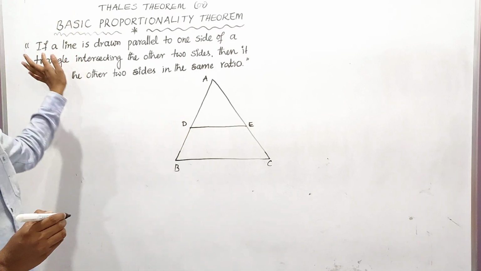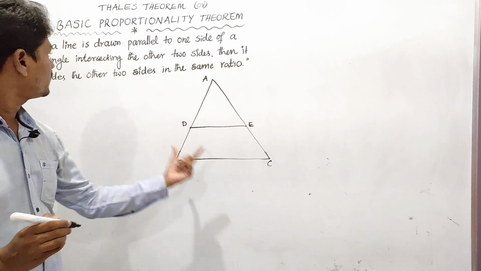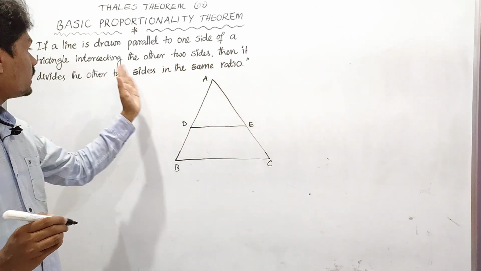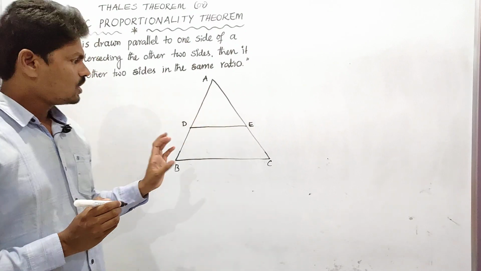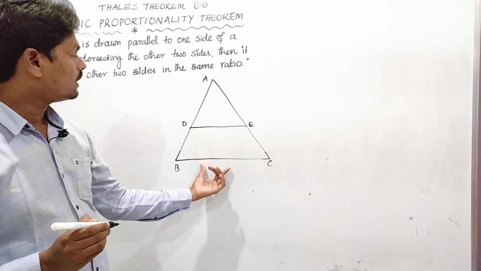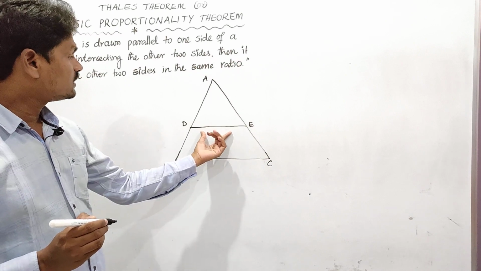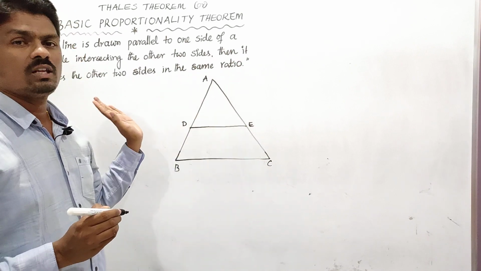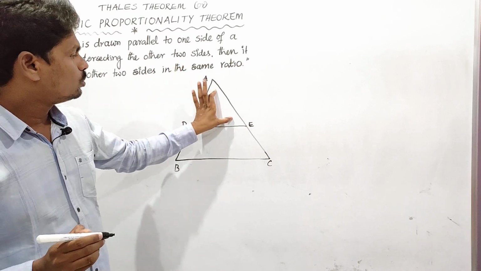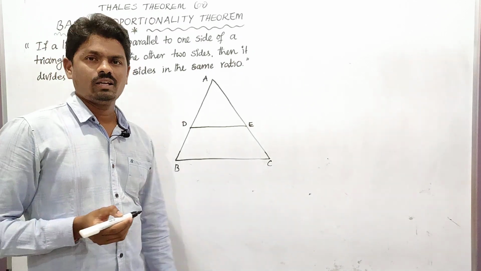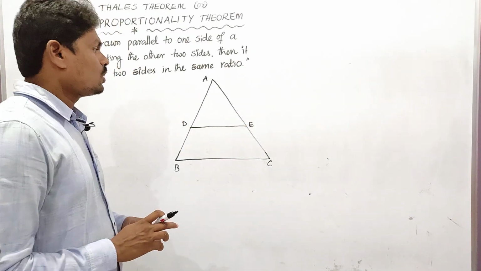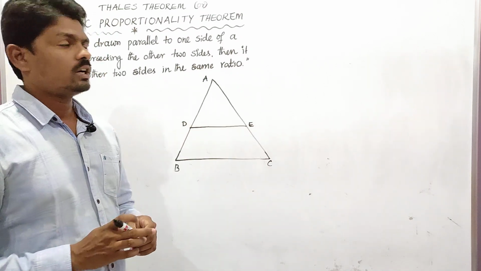So what it means, see here, if a line is drawn parallel to one side of a triangle intersecting the other two sides, then it divides the other two sides in the same ratio. So in triangle ABC I have drawn a line segment DE which is parallel to BC, then it divides the other two sides in the same ratio. That means AD divided by DB is equal to AE divided by EC. So now we have to prove this theorem, student.